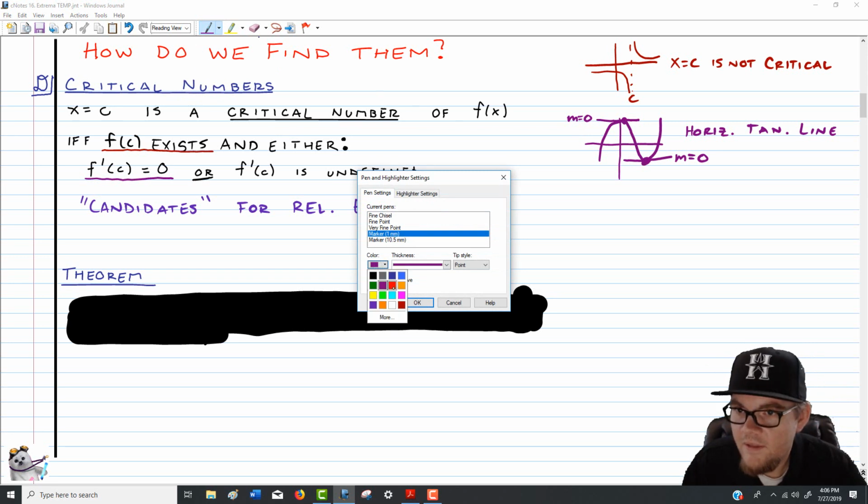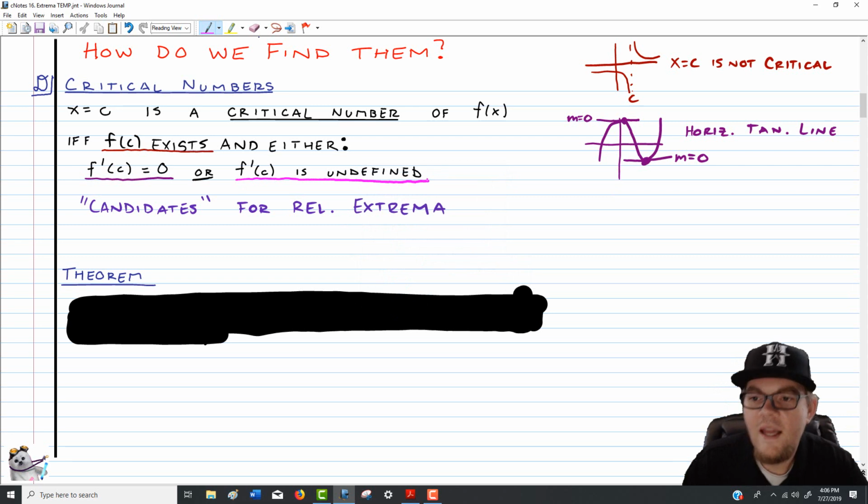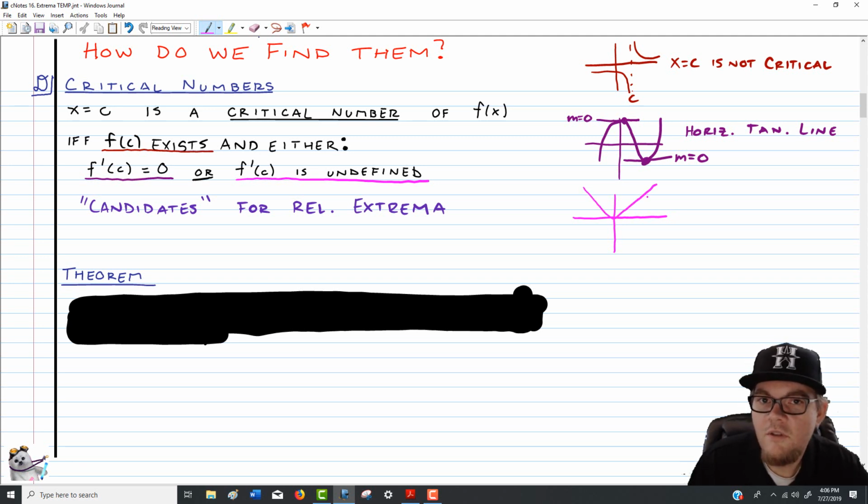Finally, the last piece that sometimes messes with people, and I can understand why, it becomes really forgotten, is that f prime of c is undefined would also give us a critical number. But keep in mind, f of c has to exist. So once again, the vertical asymptote doesn't give us a critical number, but if f of c exists and the derivative doesn't, then we have a still potentially critical number. And I'm thinking that you can already visualize why this might be by picturing one of our favorite types of functions. What function did I just draw? That's right, it's an absolute value.